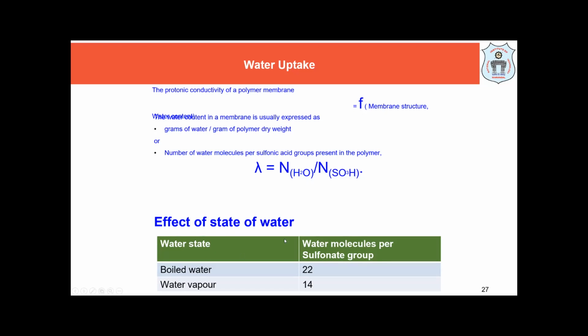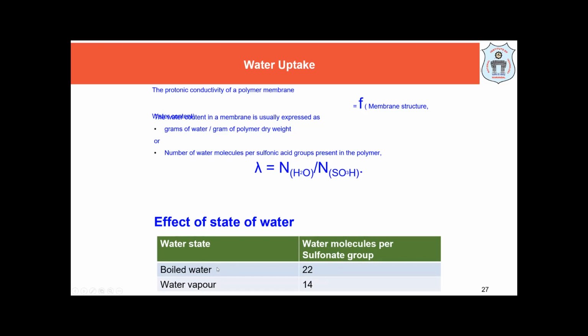So, the effect of state of water: you can see how many water molecules can be present per sulfonate group when water is present in liquid form, or in vapor form. Here you get a clue for why it is preferred to operate at low temperature, and why high temperature is not favorable. When operating at the boiling point of water, the maximum uptake is around 22 water molecules per HSO3 group.